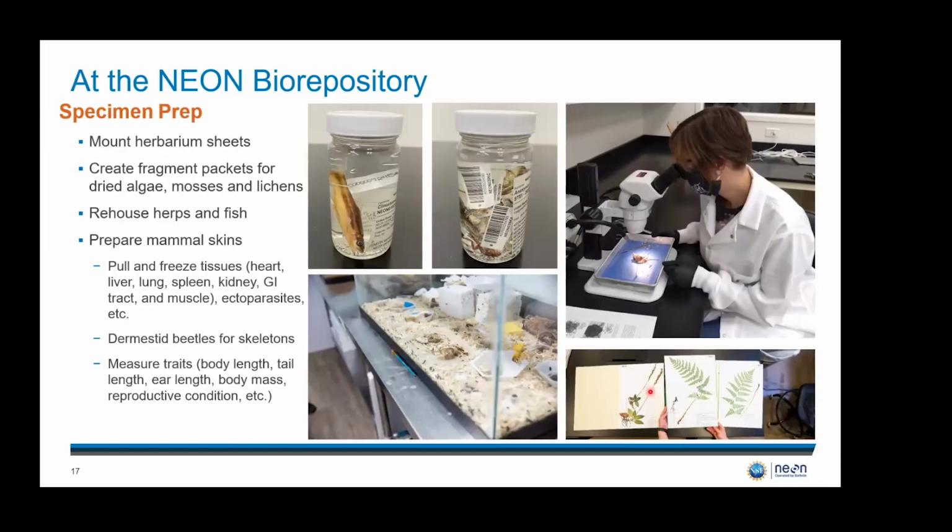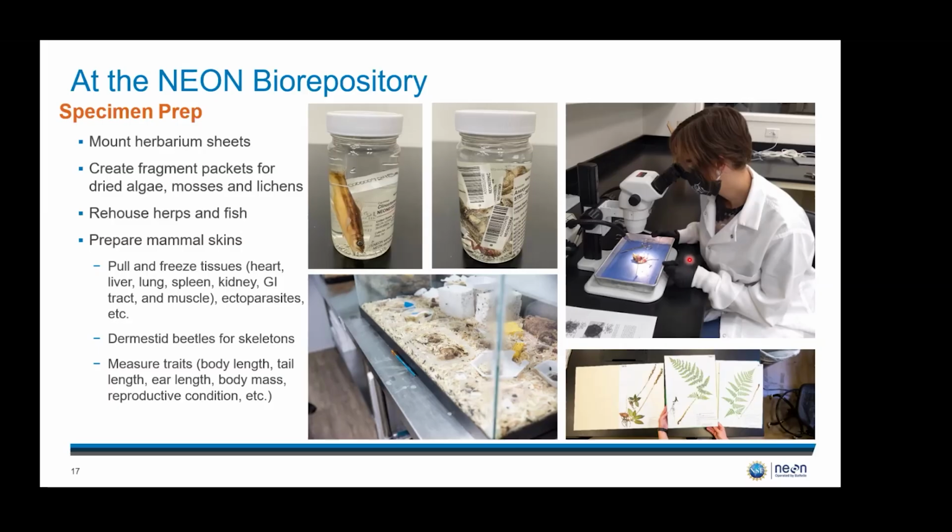On the other hand, some samples that come to us need to be prepared before they can be put into long-term storage. So herbarium specimens need to get pressed flat and glued onto herbarium paper. We do make little envelopes for dried algae, mosses, and lichen samples that are too small to be put onto that paper. And we do have to rehouse the herps and the fish into appropriate jars for that long-term storage. But perhaps the most time-consuming but rewarding prep involves the small mammals.